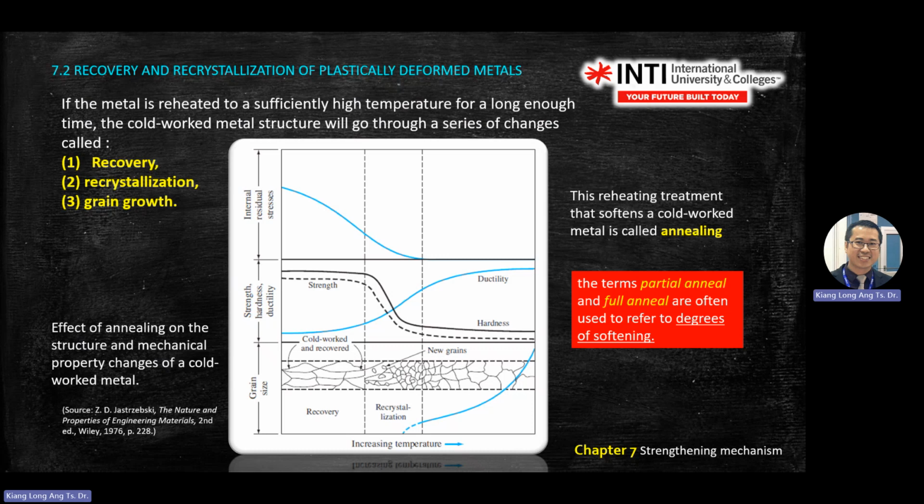The reheating treatment to make the metal soft is called annealing. It's called annealing. Some textbooks use partial annealing and full annealing. This one depends on how soft you make it. Okay. Important is this diagram. What happens when you cold work it? What happens if you increase the temperature? Then what happens to the microstructure? New grains grow. We call it new grain growth, which means we call it the recrystallization process.